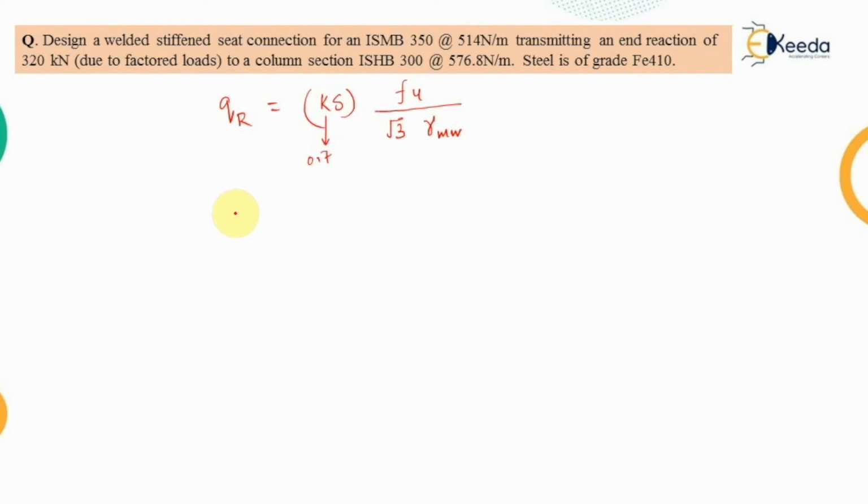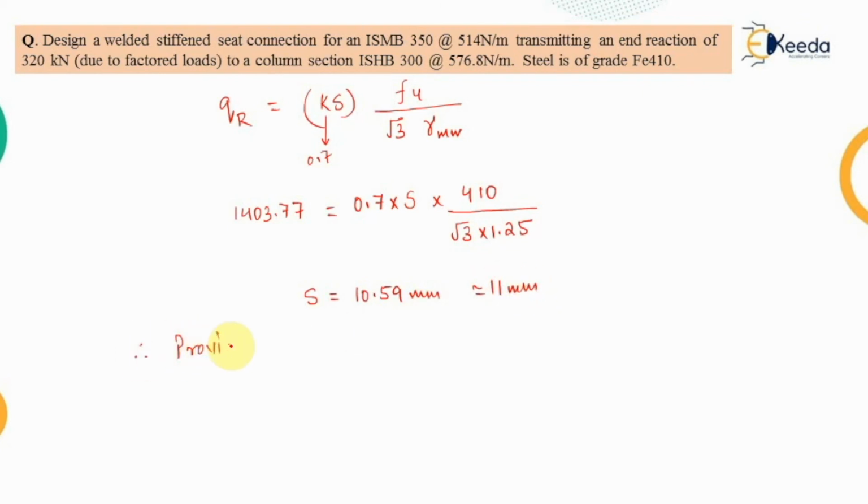Therefore this QR that we were getting, 1403.77, is equal to 0.7 into S, that is the size of the weld, which has to be calculated, into this Fu value, that is 410 for the material to be connected, divided by root 3 and divided by 1.25, that is the partial factor of safety for the shop weld. Now from here the size of weld that we are getting comes out to be 10.59 millimeter, which is roughly taken as equal to 11 millimeters.